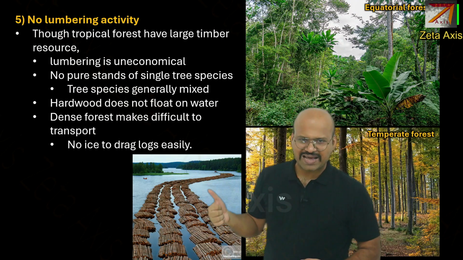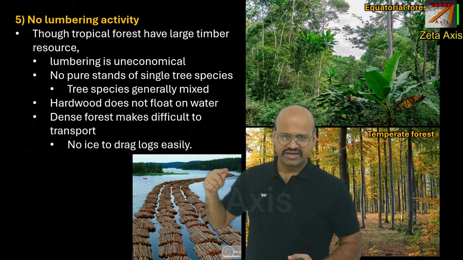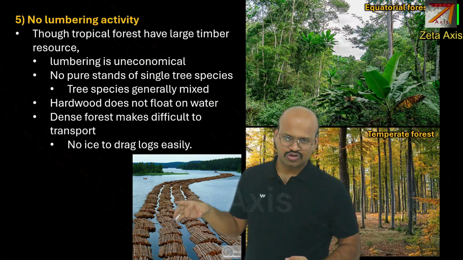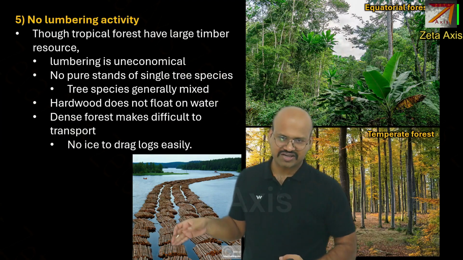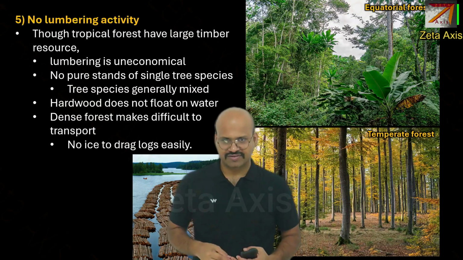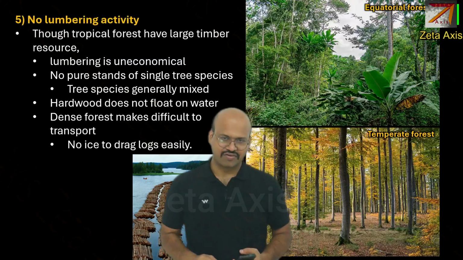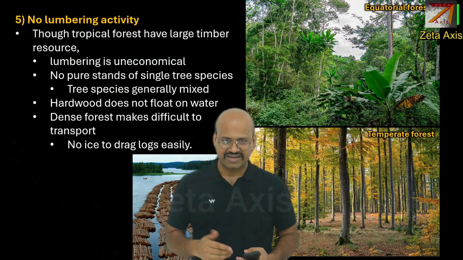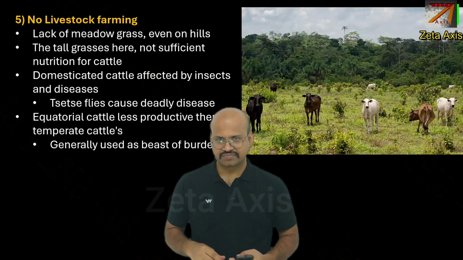Here in the temperate region, we see this is the softwood, and this is how it is transported by river. So see, it is a very cheap way of transporting wood in the temperate regions, in the higher latitudes. But in the equatorial region, we see that the wood will not float, it will sink in the water. And because of its high density, transportation or building roads is also difficult.